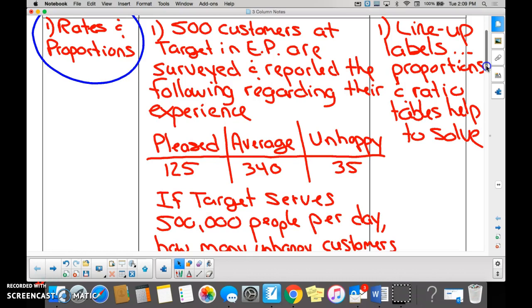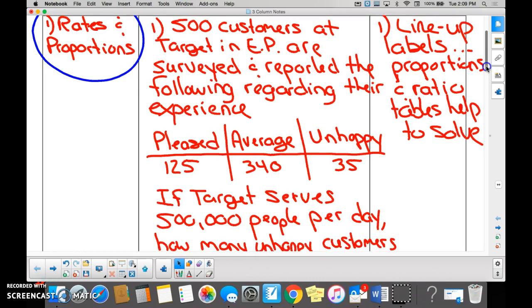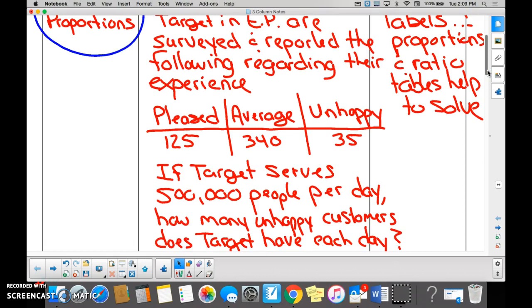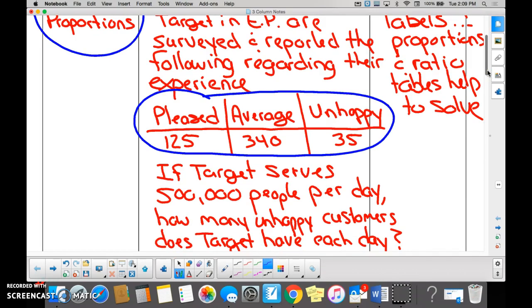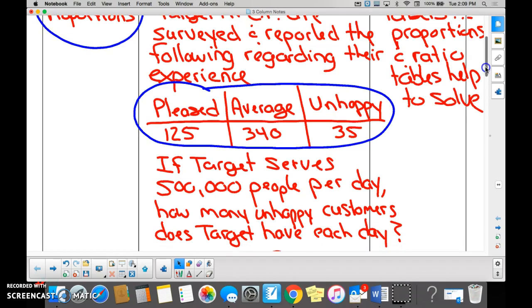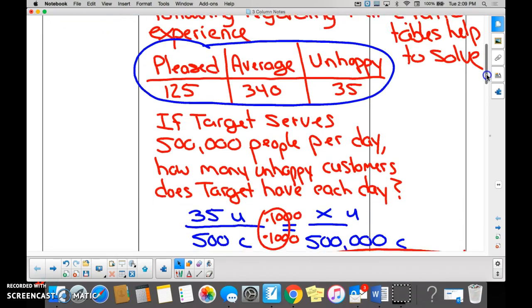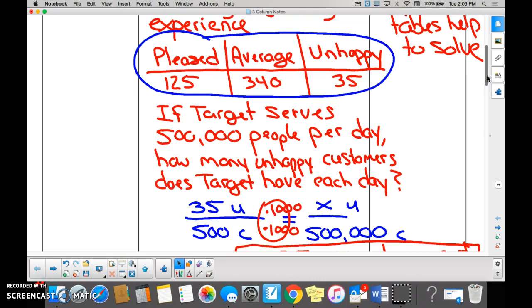So our first problem, really quickly: 500 customers are surveyed in the Eden Prairie Target, and this is what they reported. 35 people said they were unhappy, 340 people said it was just fine, and 125 people were elated. They were ecstatic. They were pleased. They loved their experience. So whoever collected this data had to figure out how many people are unhappy with Target through the course of the day, and they know that about 500,000 people go to Target across the country, across the world each day. So they wanted to figure out how many people are unhappy when they go to Target.